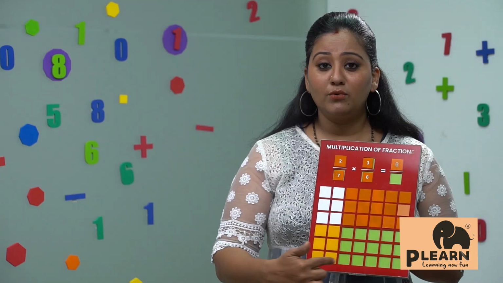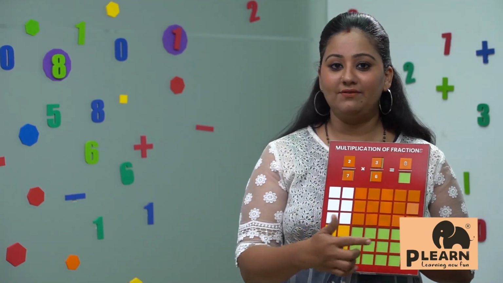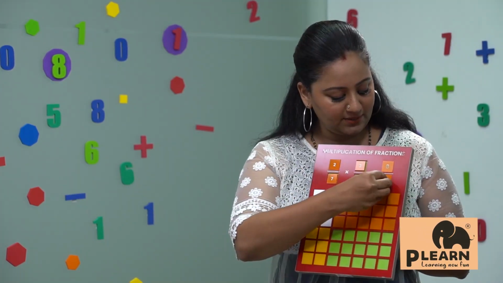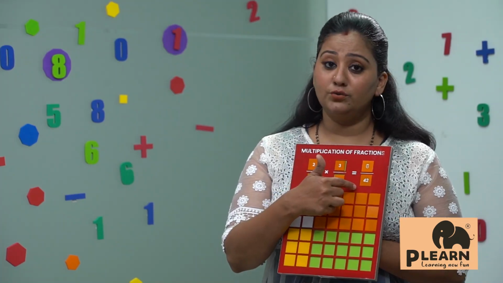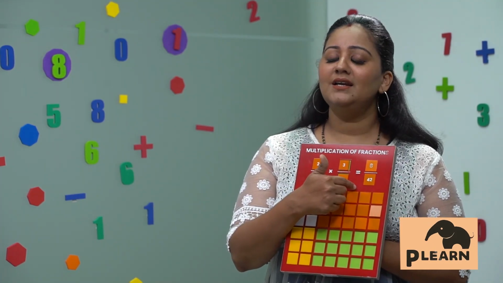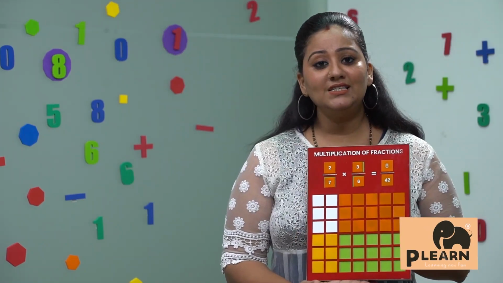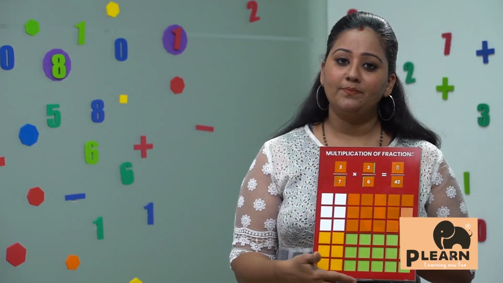Now the total number of squares which we are using here is 42, 6 times 7, right? So 42 is what is going to be in our denominator. This 6 by 42 is not the final answer. It can be simplified to get smaller fractions. So this is how you multiply fractions using this board here.